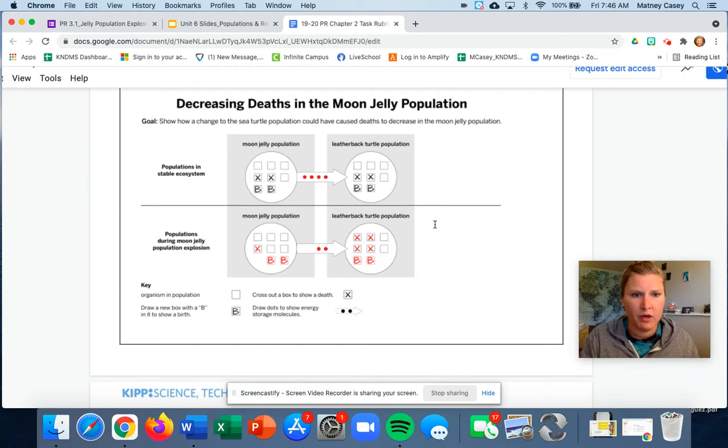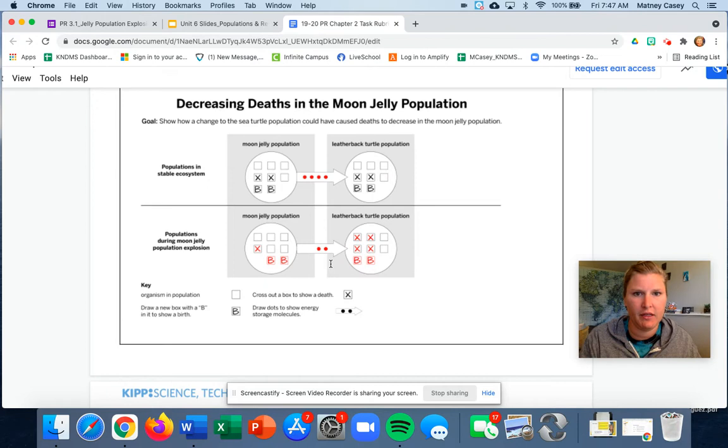In the bottom one, it's saying show what the population during a moon jelly population explosion would look like. So you had to show more births and deaths, doesn't matter, just you had to have more B's than X's on that one. And then, let's see, sorry, I'm saying this wrong.